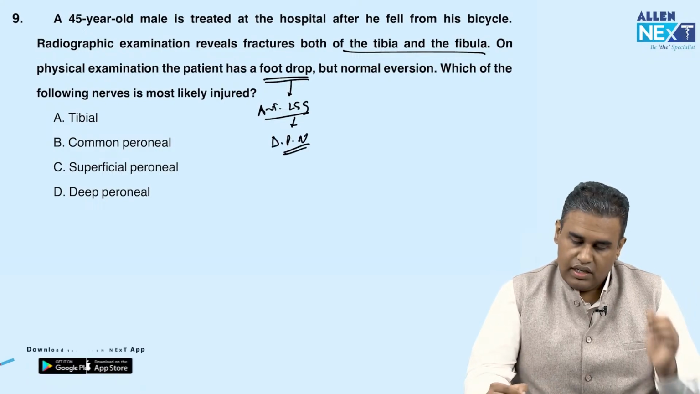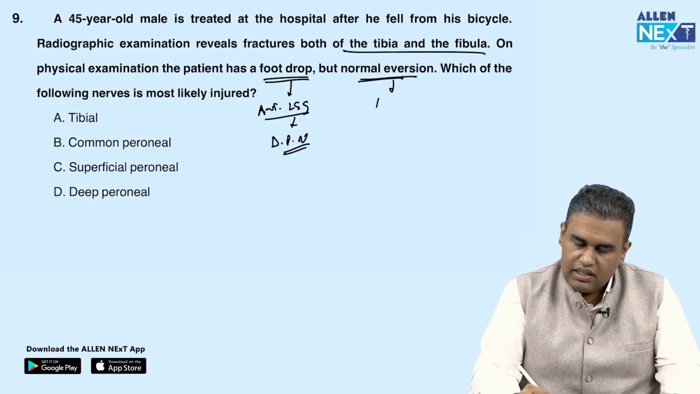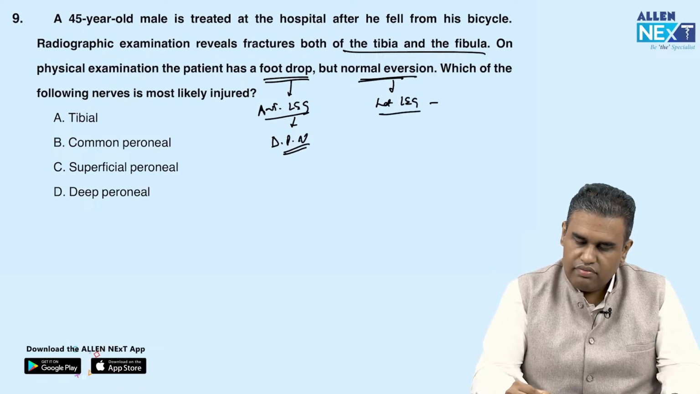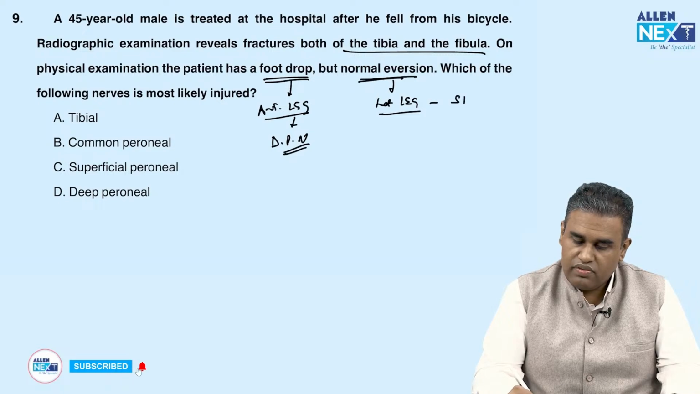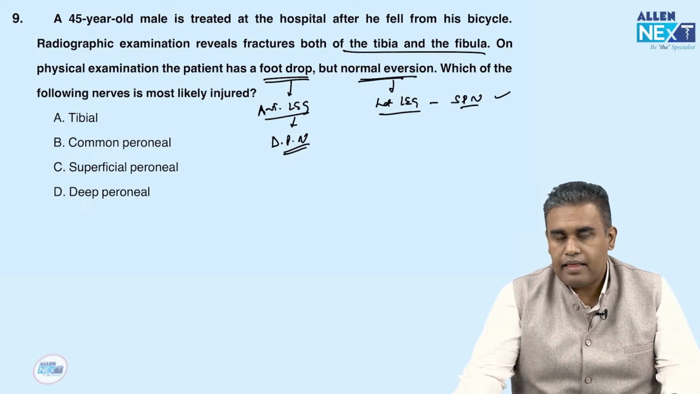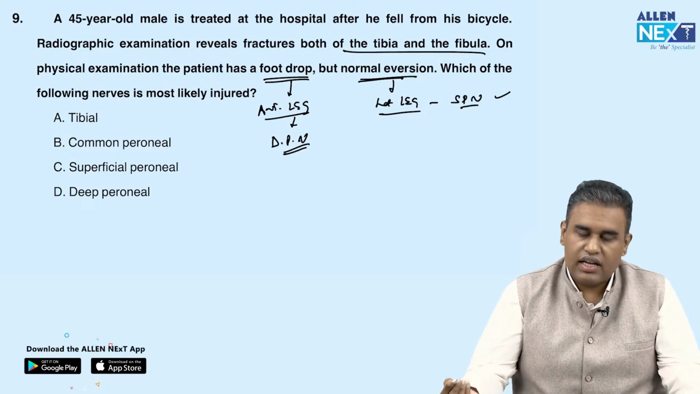But normal eversion. Eversion is done by the lateral leg muscles. Which muscles? Peroneus brevis and longus. Which nerve supplies them? Superficial peroneal nerve. That is okay, see, normal eversion. Which nerve is most likely injured?